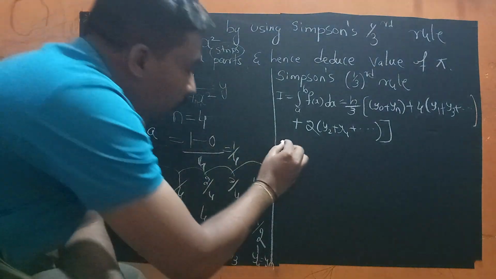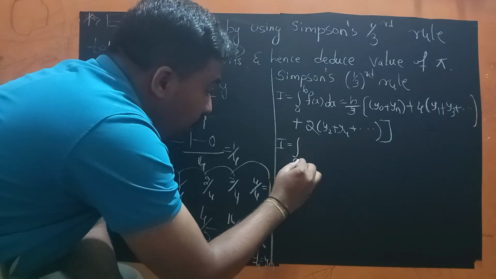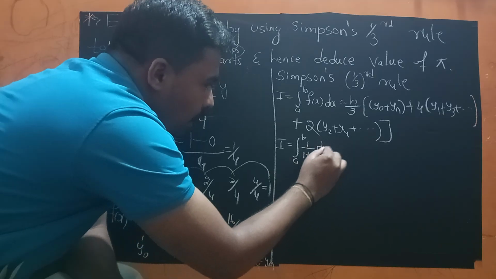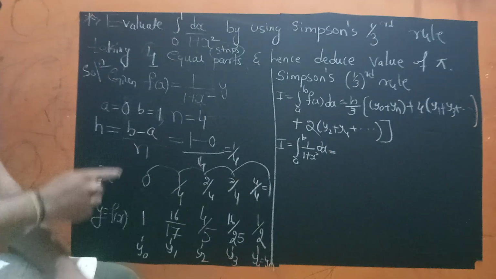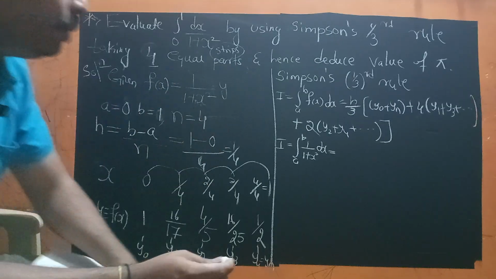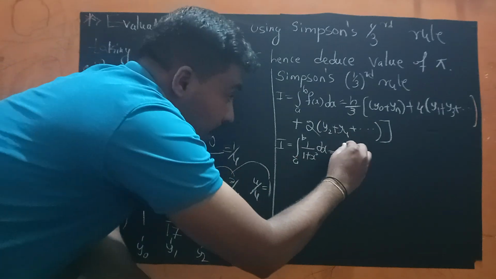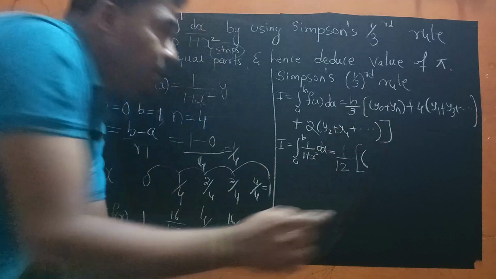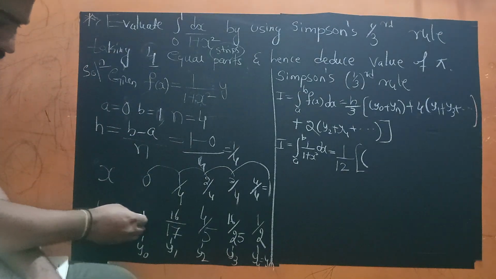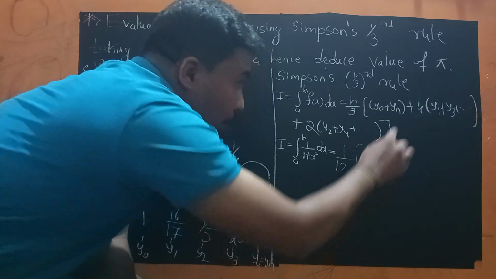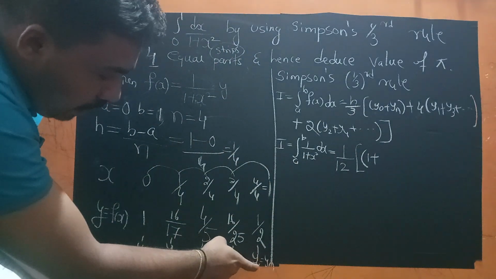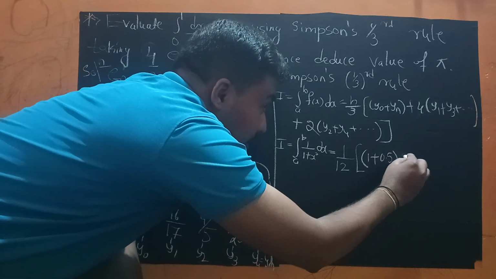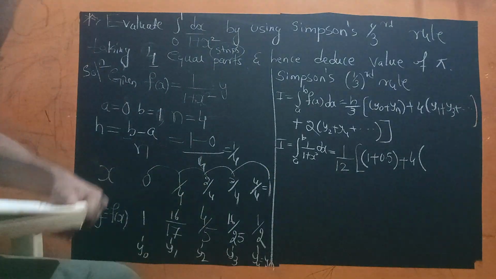So how to rewrite? I equal to integral a to b f of x, which is 1 by 1 plus x square dx, that is equal to h. H we have already here, so that is 1 by 4. So 1 by 4 into 1 by 3 becomes 1 by 12. Then y0, the starting value of y. So what is the starting value of y? 1. yn, the last value of y. So what is the last value of y here? 1 by 2. 1 by 2 is nothing but 0.5, plus 4 into odd values of y.